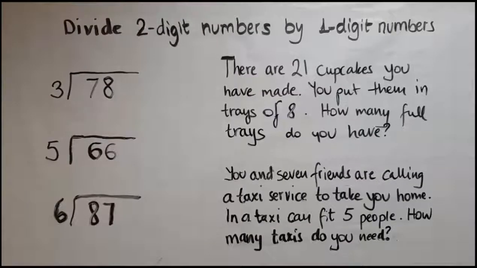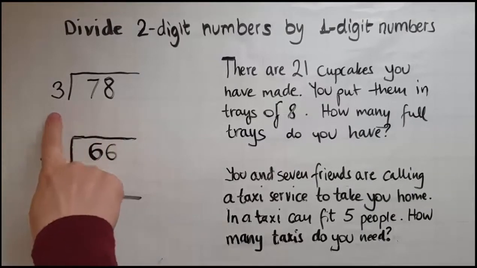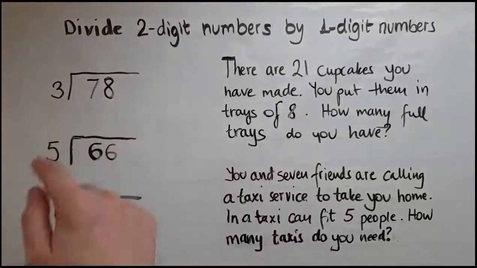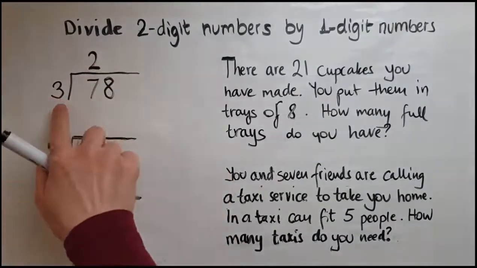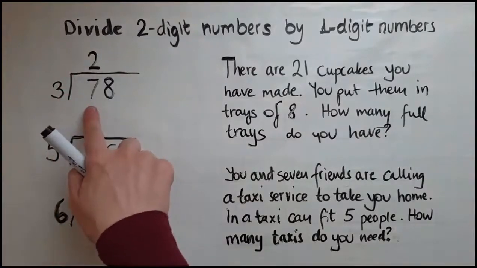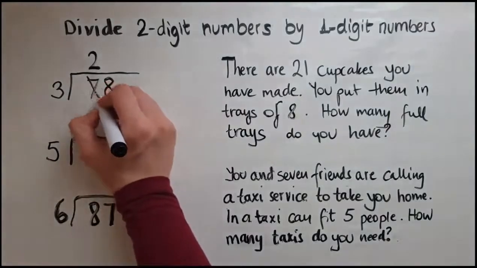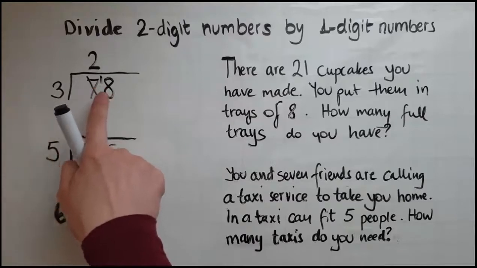We'll now look at a few more examples of dividing 2-digit numbers by 1-digit numbers. I've got 78 divided by 3. So I'll look at how many 3s fit into 7, and that is 2, because 3 and 3 make 6, and that is just over 6, but it's not 9 yet. So if I take away 6 from the 7, there is 1 left. Now, how many 3s would fit into 18?